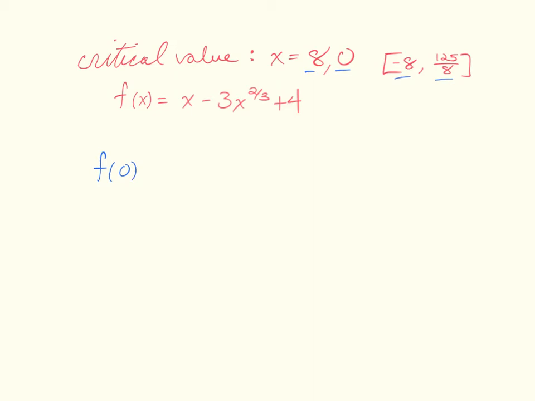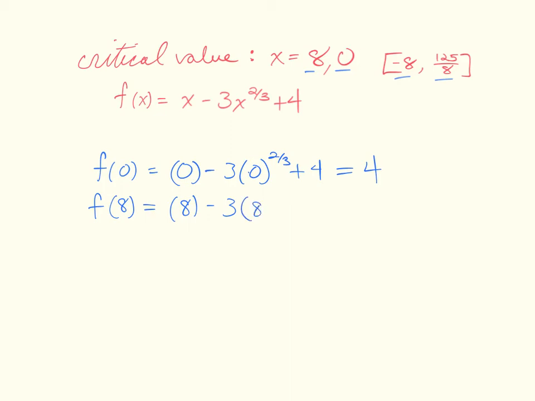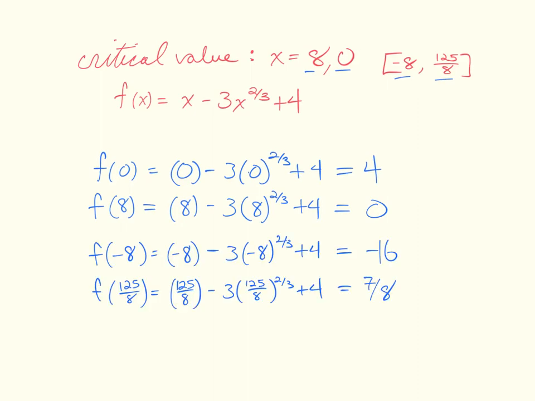This is 0 minus 3 times 0 to the 2/3 power plus 4, which is 4. We can do f of 8 next. I'm just doing the critical values first. This is 8 minus 3 times 8 to the 2/3 power minus 4. Sorry, it's plus 4, which is equal to 0. And if you evaluate the function at the endpoints, you'll see that you will get something that looks like this.